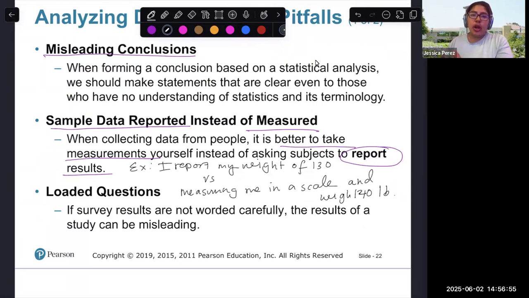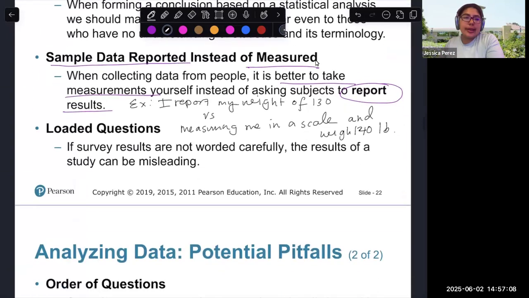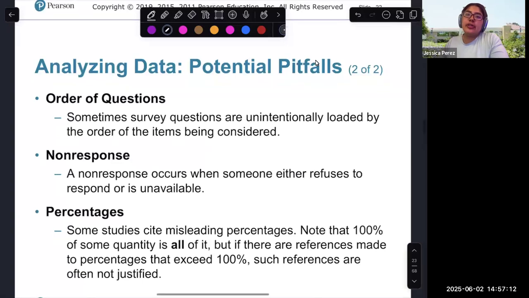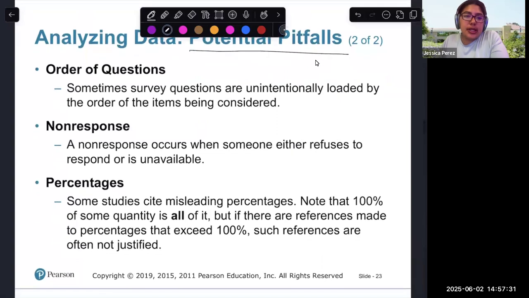Loaded questions, where a survey is not worded carefully, can make the results of a study misleading. It's also the way that a sentence is written. If I put something first and then another, that kind of leads into misleading analysis. Another potential pitfall is that the order of the questions is unintentionally loaded. Some items will have no response; some people decide not to respond, or it's unavailable, so then you don't have accuracy. Some studies also cite misleading percentages. Note that 100% is the whole quantity, but some references actually exceed 100%.